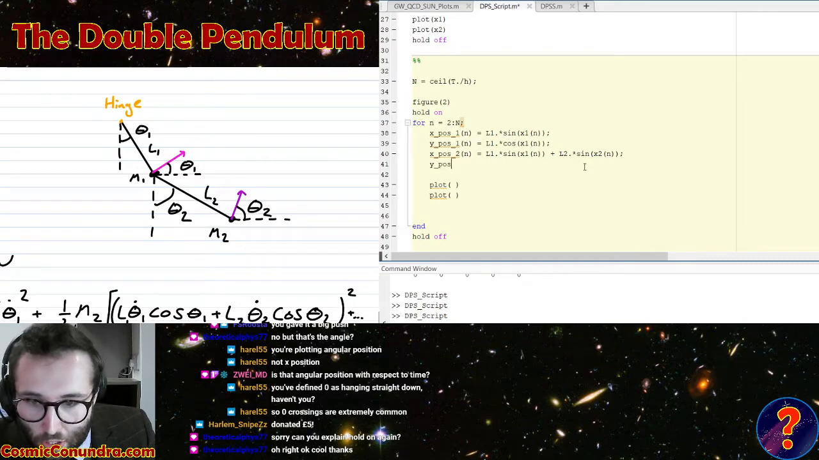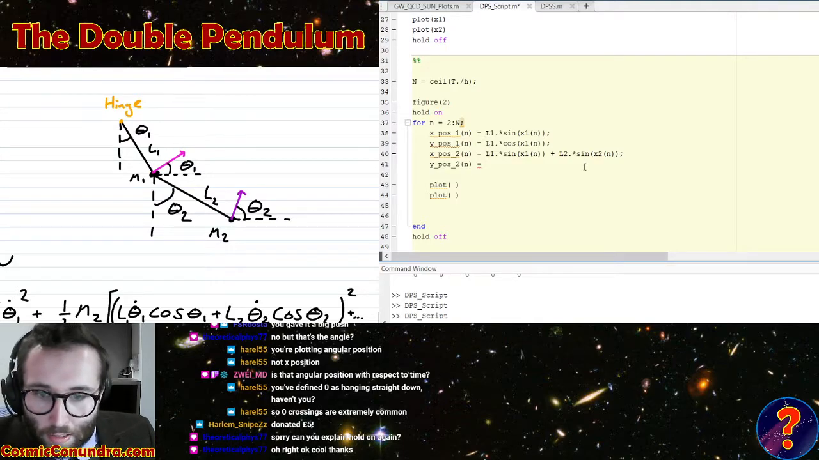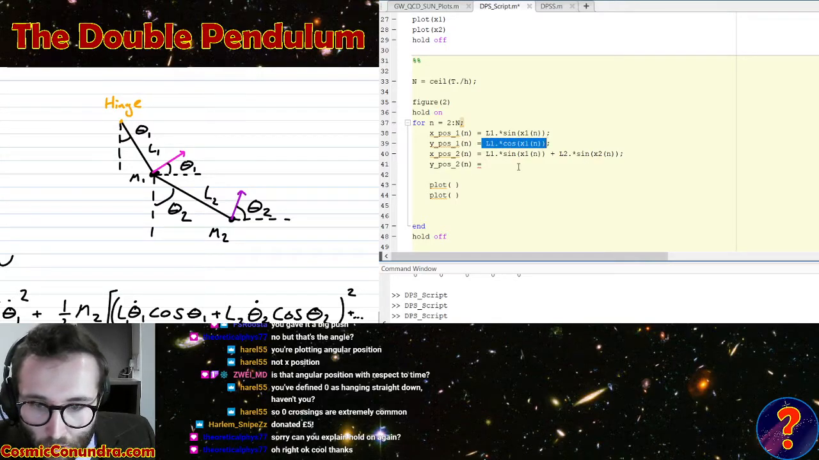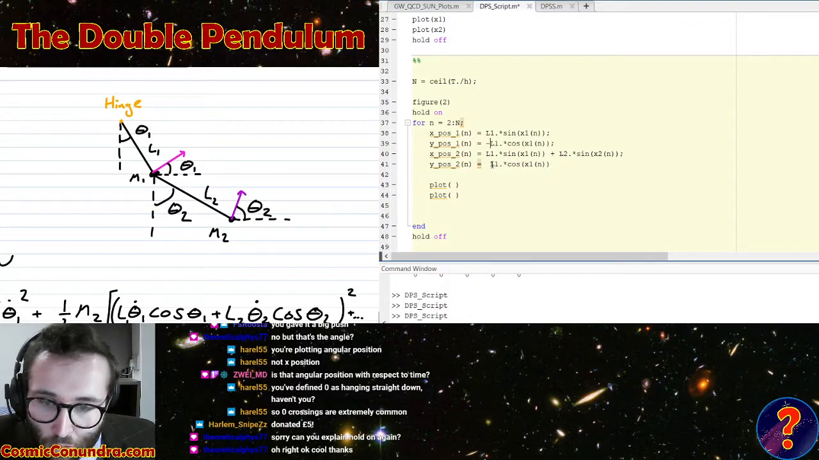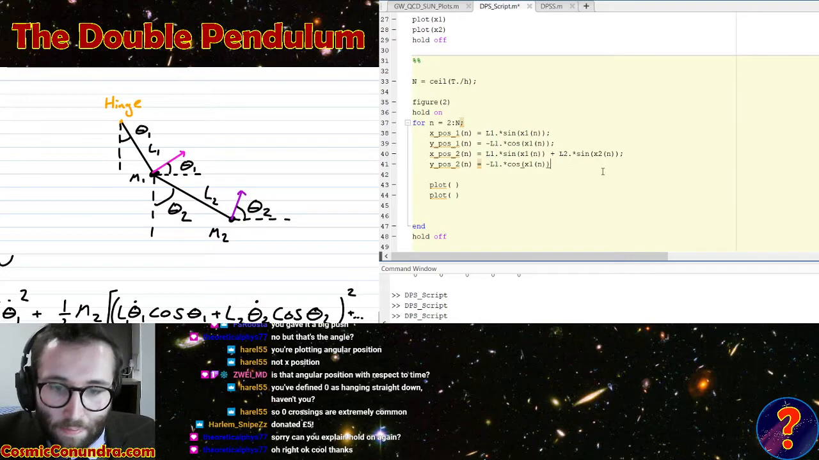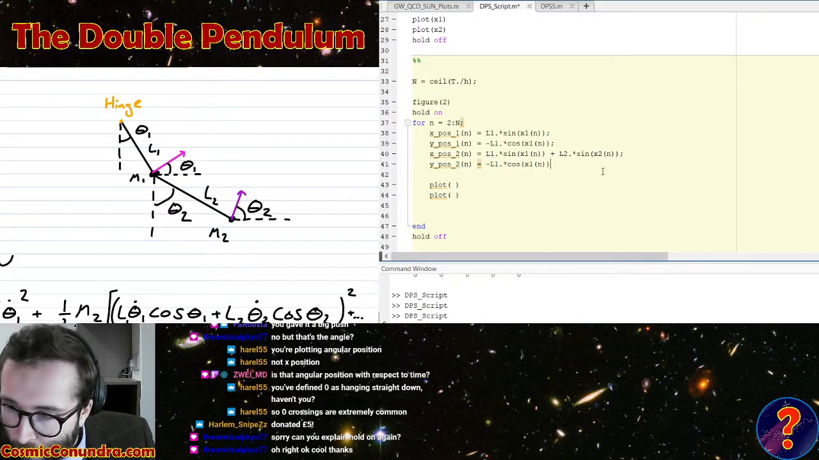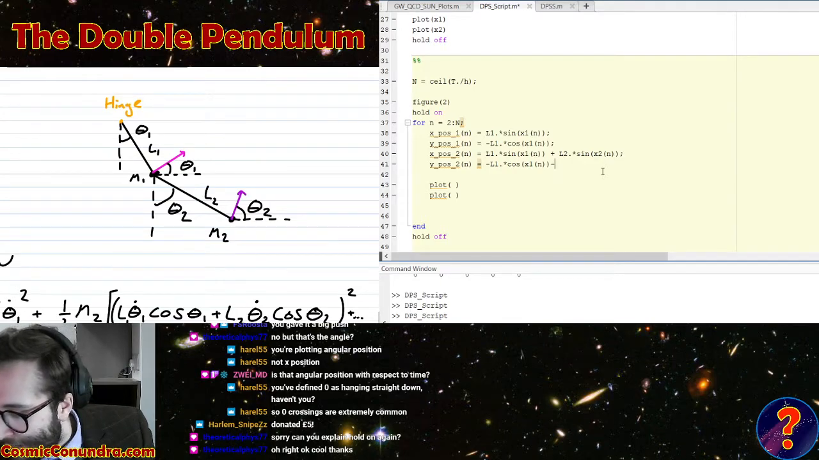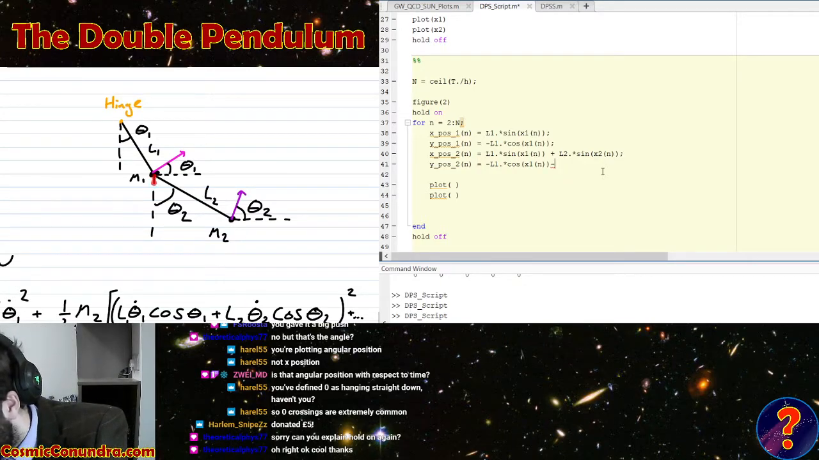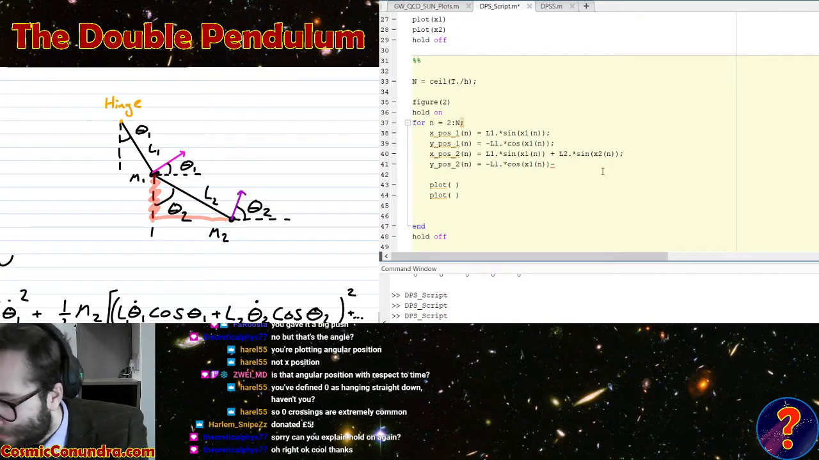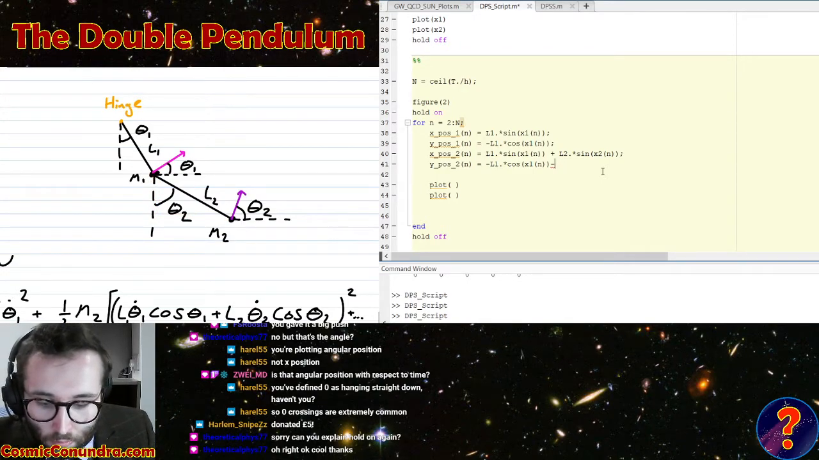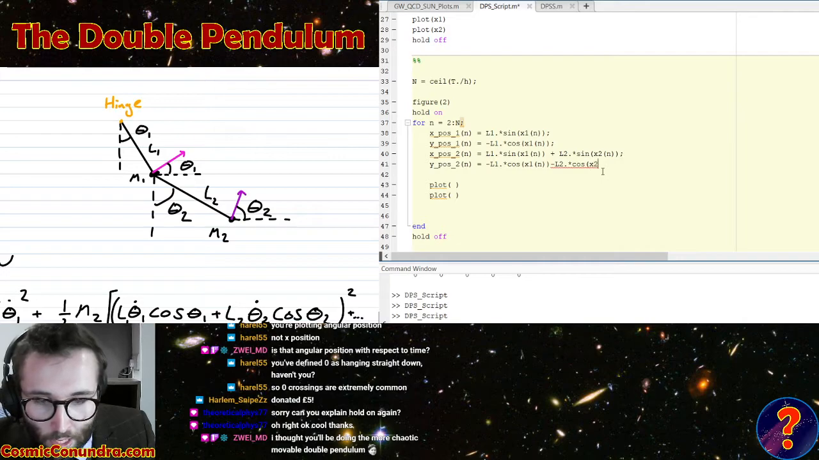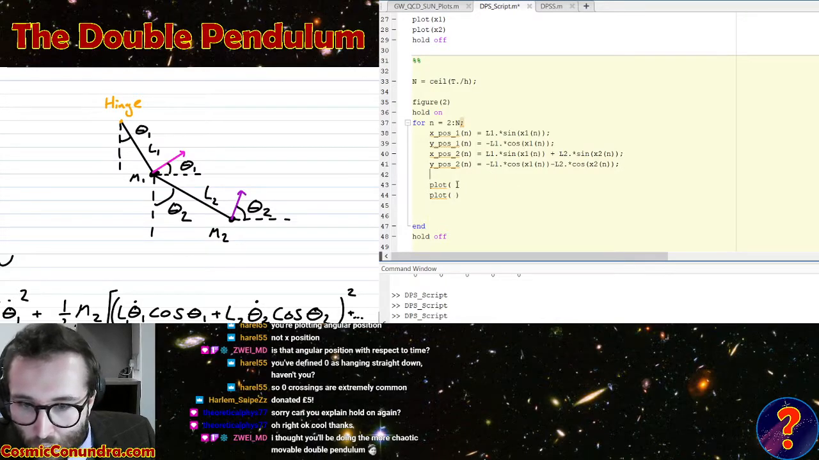Then we've got the y position of the second particle, which will be likewise the y position... well actually, you know what, these should be negative y positions. Okay, the position of the first particle, the y position, minus again this extra length that comes from this length here. So that is L2 times cosine θ2, like that. Okay, those are the positions.